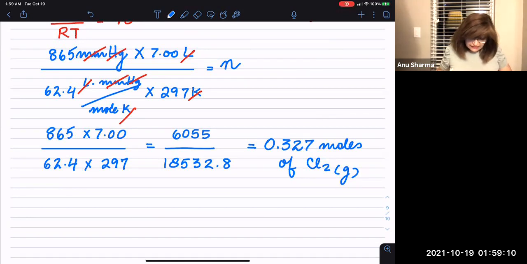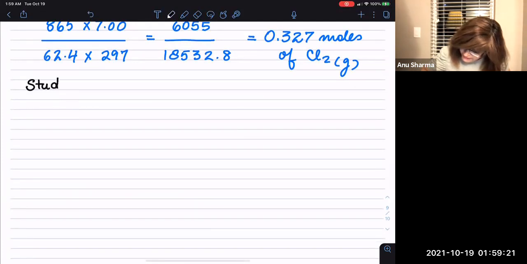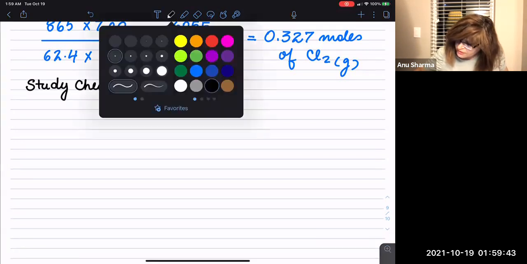Now, next, let's do this using the same formula. We are going to use study check 8.10, and the page is 310.